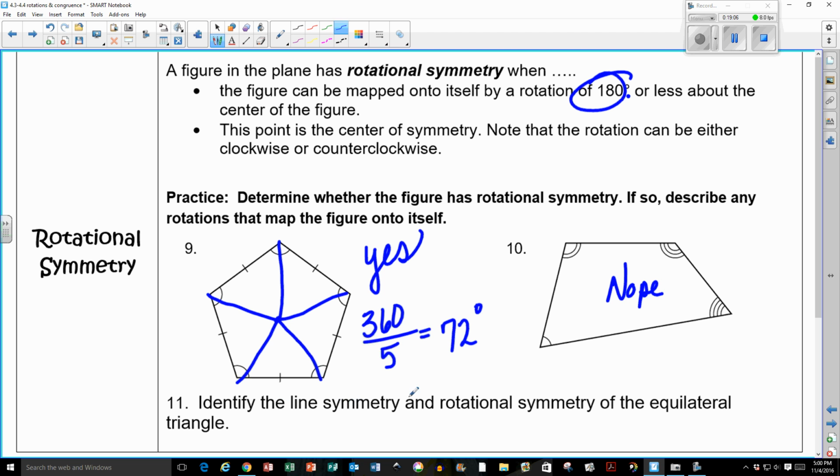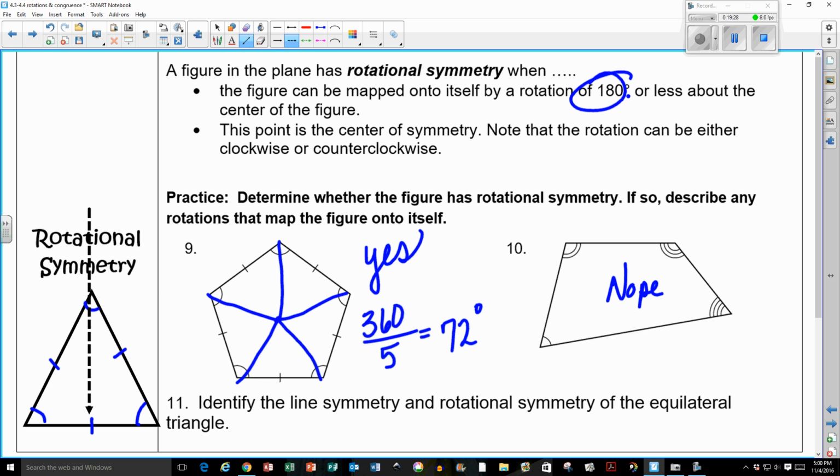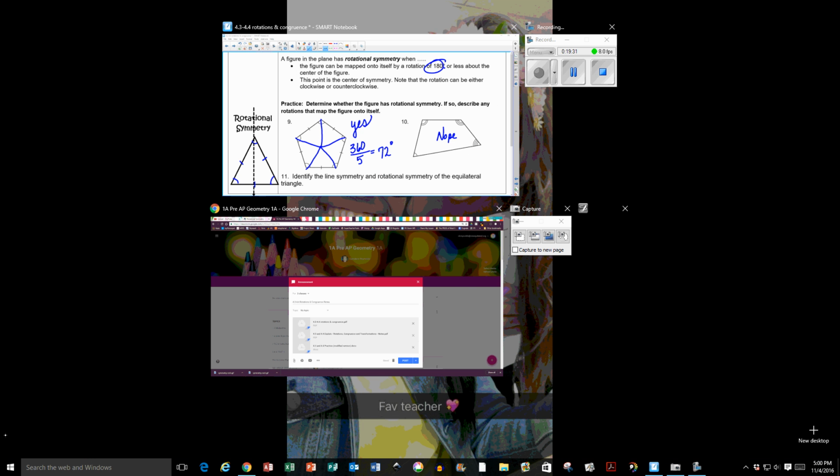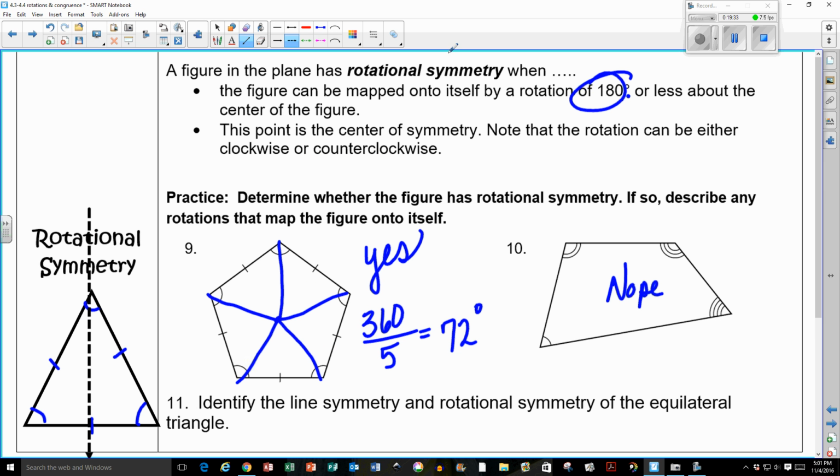All right, identify the line of symmetry and the rotational symmetry of an equilateral triangle. So let's just draw an equilateral triangle. Equilateral means all the sides are the same and all the angles are the same. So line symmetry: we can divide it through here, and through here, and then through here. So it has 3 lines of symmetry.